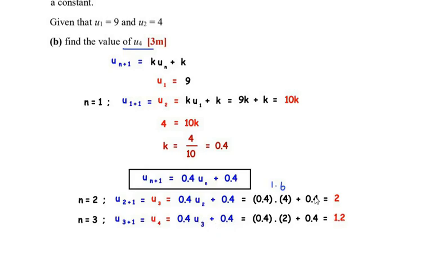Now u3 we have got over here as 2. So we get 0.4 times 2 plus 0.4. Now 0.4 times 2 gives us 0.8, plus 0.4 gives us 1.2. So the fourth term of the sequence given is 1.2. And this is our answer.